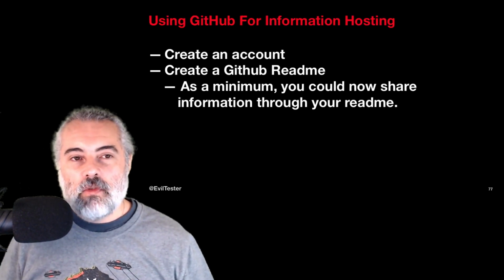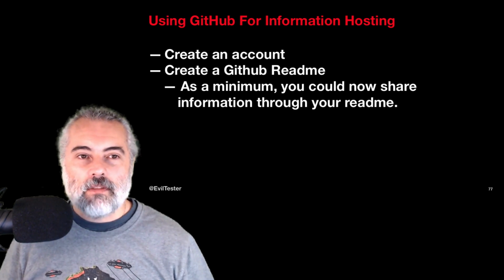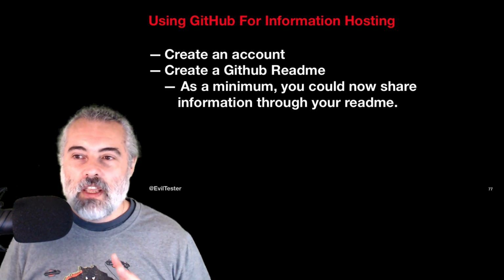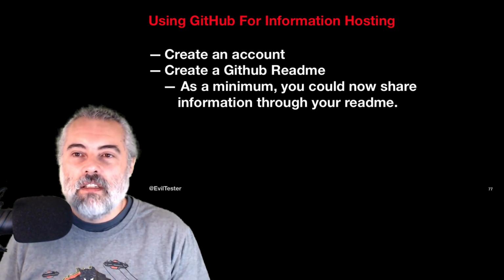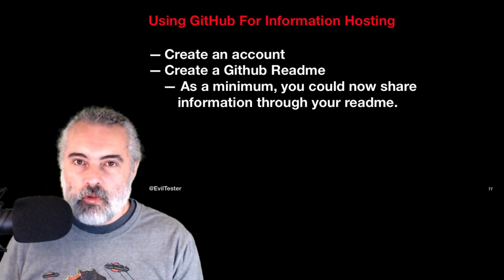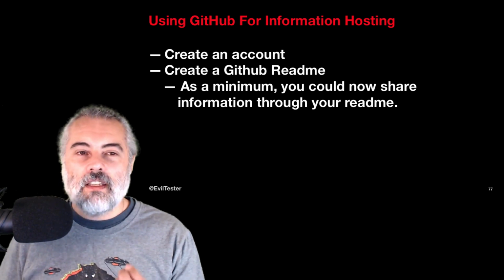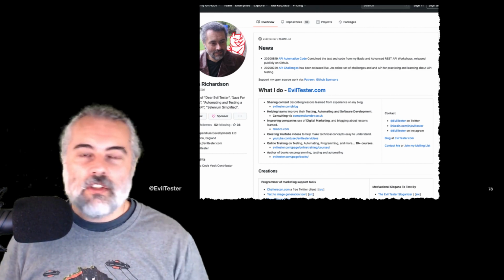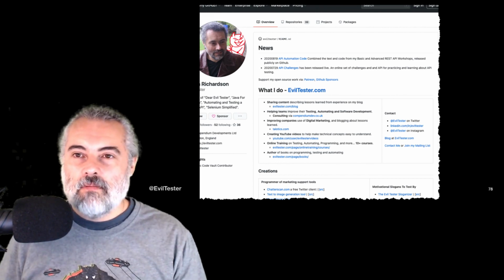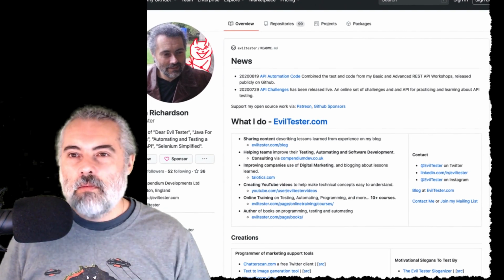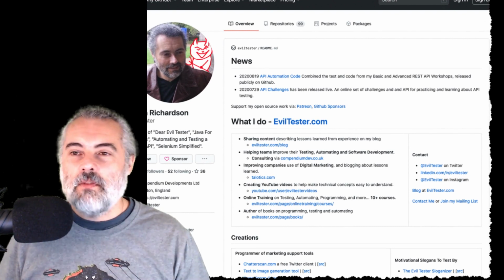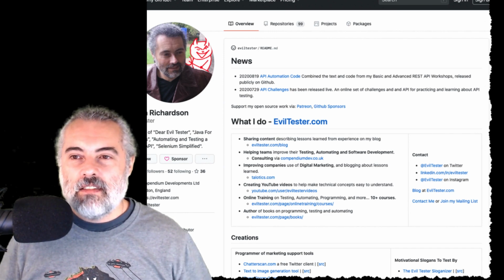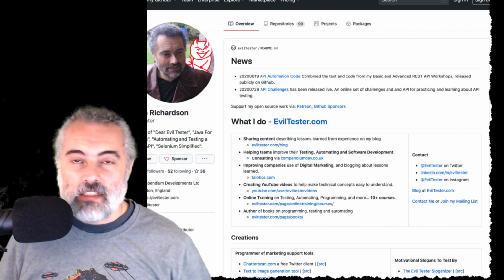Now we can use GitHub for information hosting. A lot of people look at GitHub and they go, this is just code, we'll use this for code. No, it's information. As soon as you create an account, you can create a GitHub Readme. And as a minimum now, you have a page where you can share stuff. This is github.com/EvilTester/EvilTester readme.md, because it's the readme process in GitHub. And it's essentially a web page.